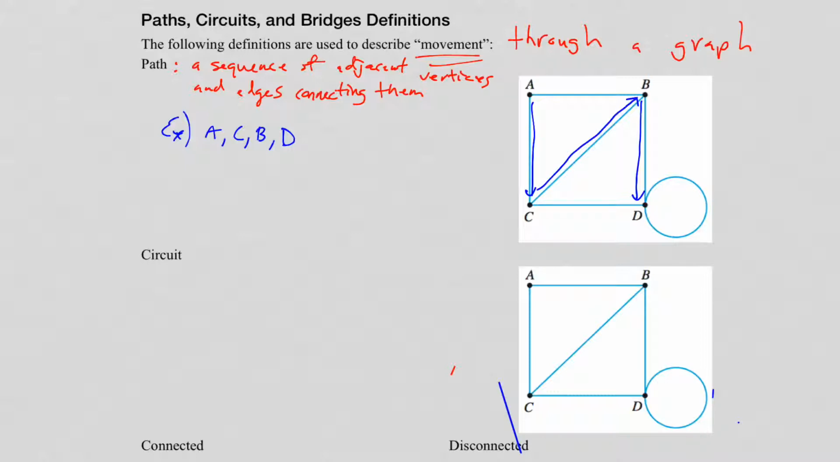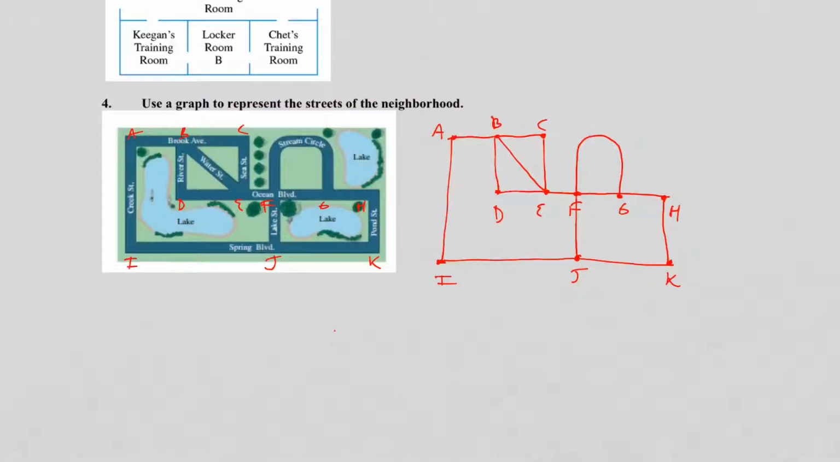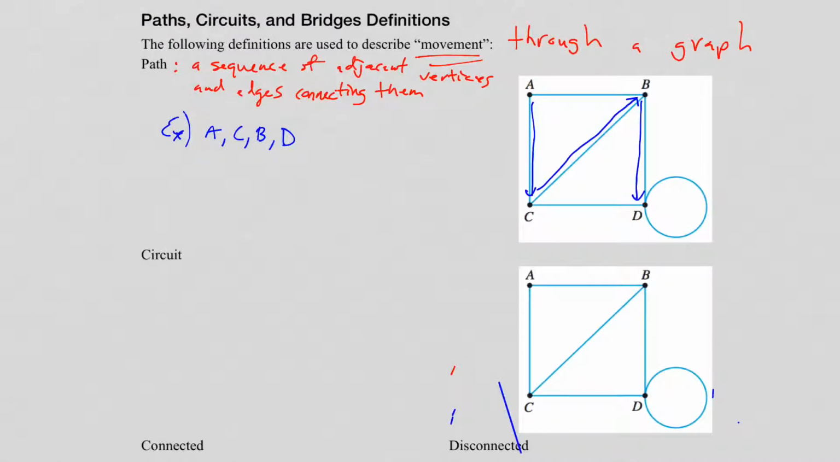And so now let's change colors here and do a different path. A, B, D, and C. What does that look like?